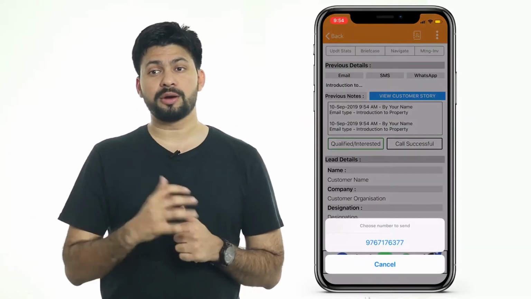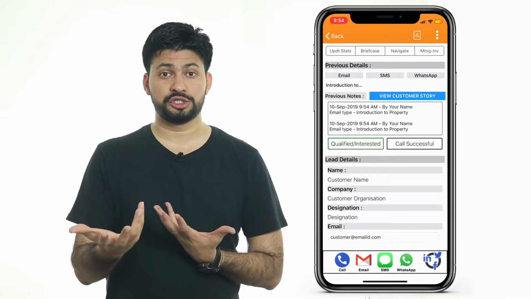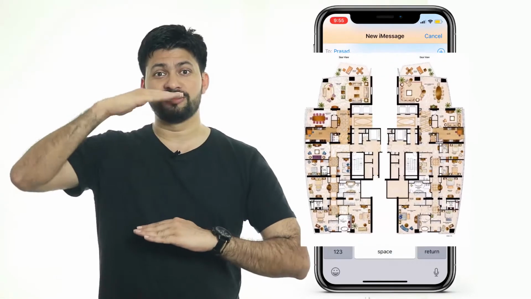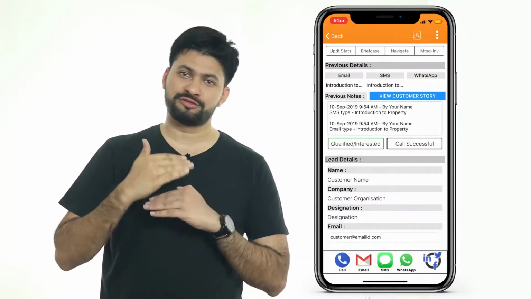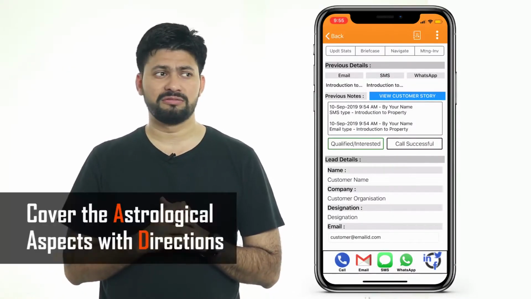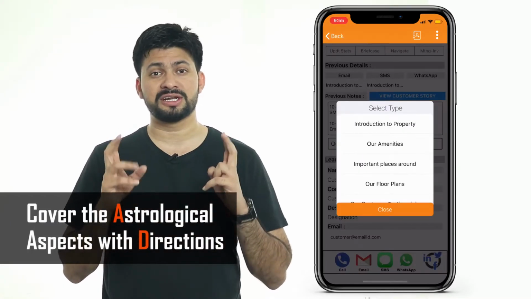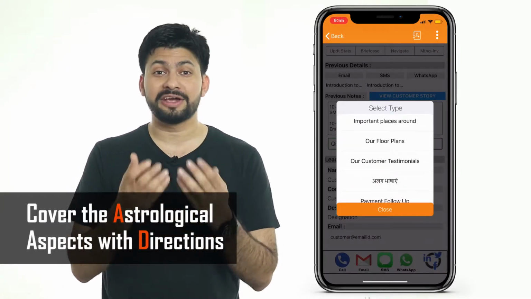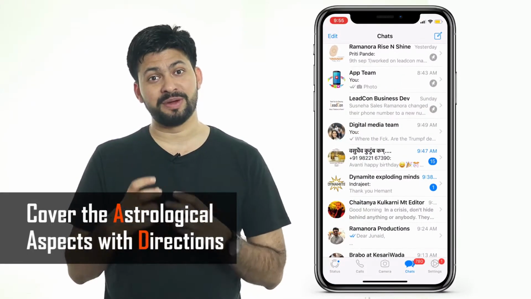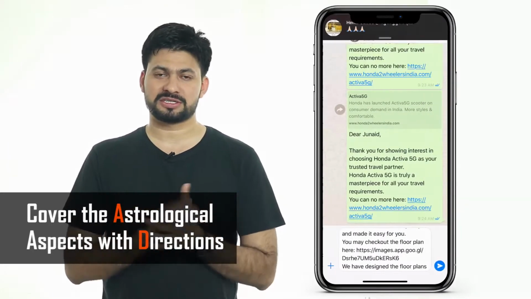You could also talk about the floor chart, the floor plan of your specific property on the basis of different floors, because on different floors you might have different places. There could be a family who would be very much interested in the astrological aspect. Then you could also share the aspect of Vastu, about how this property is beneficial in Vastu to these customers.